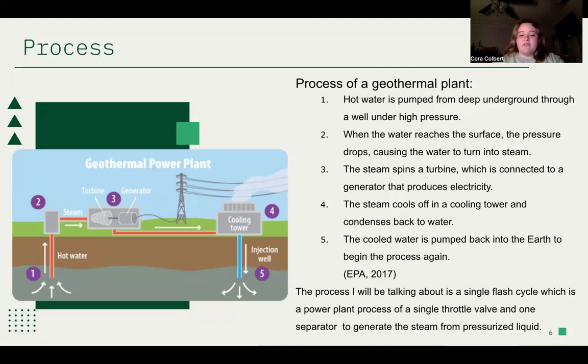So in this project, I'm going to be talking about a single flash cycle, and this is a type of process at power plants of a single throttle valve and one separator to generate steam from pressurized liquids.